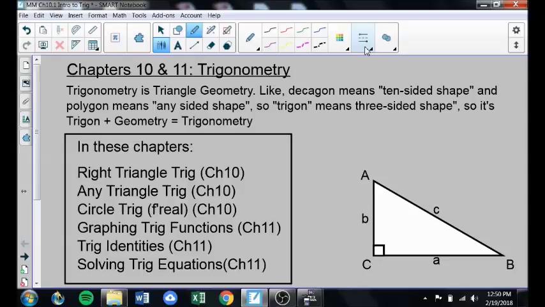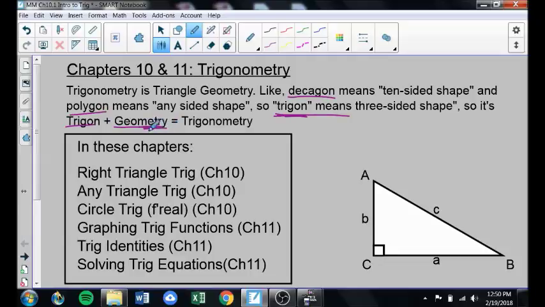Our next two chapters, chapters 10 and 11, are going to be on trigonometry. Trigon means triangle. We call them triangles because they have three angles, but we could easily call them trigons because they have three sides. Decagon is a 10-sided shape. Polygon is an any-sided shape, so trigon is a three-sided shape. Trigonometry is trigon plus geometry. It's the geometry of triangles, basically.